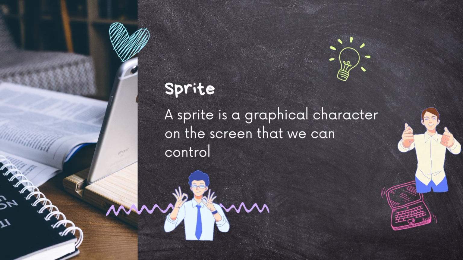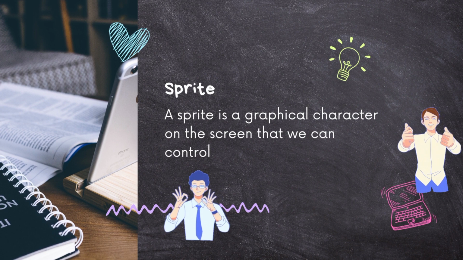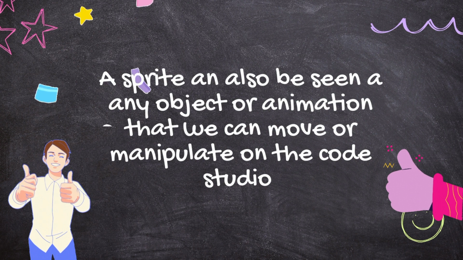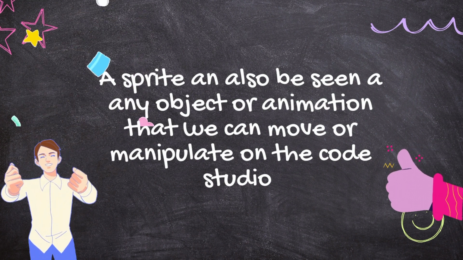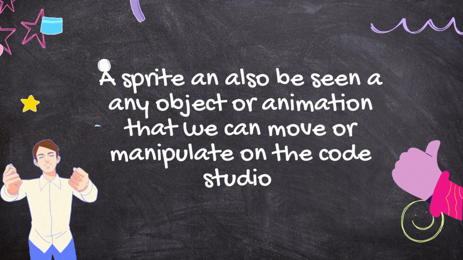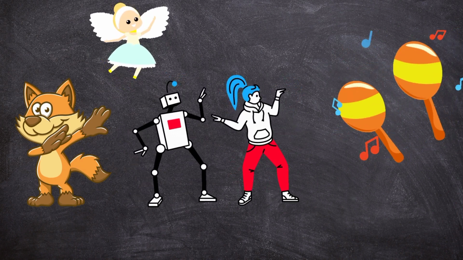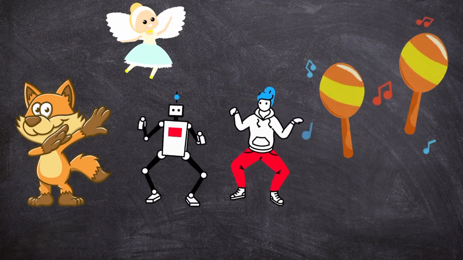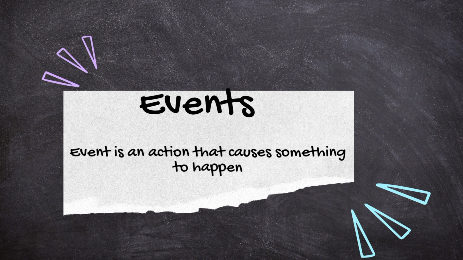First of all, what is a sprite? A sprite is seen as a graphical character on the screen that we can control. Any character that we can control is seen as a sprite. A sprite can also be seen as an object or animation that we can move or manipulate on the Code Studio. Different objects can be a sprite, like an animal, an animation, even an object can also be seen as a sprite. Now, we cannot move a sprite without an event.